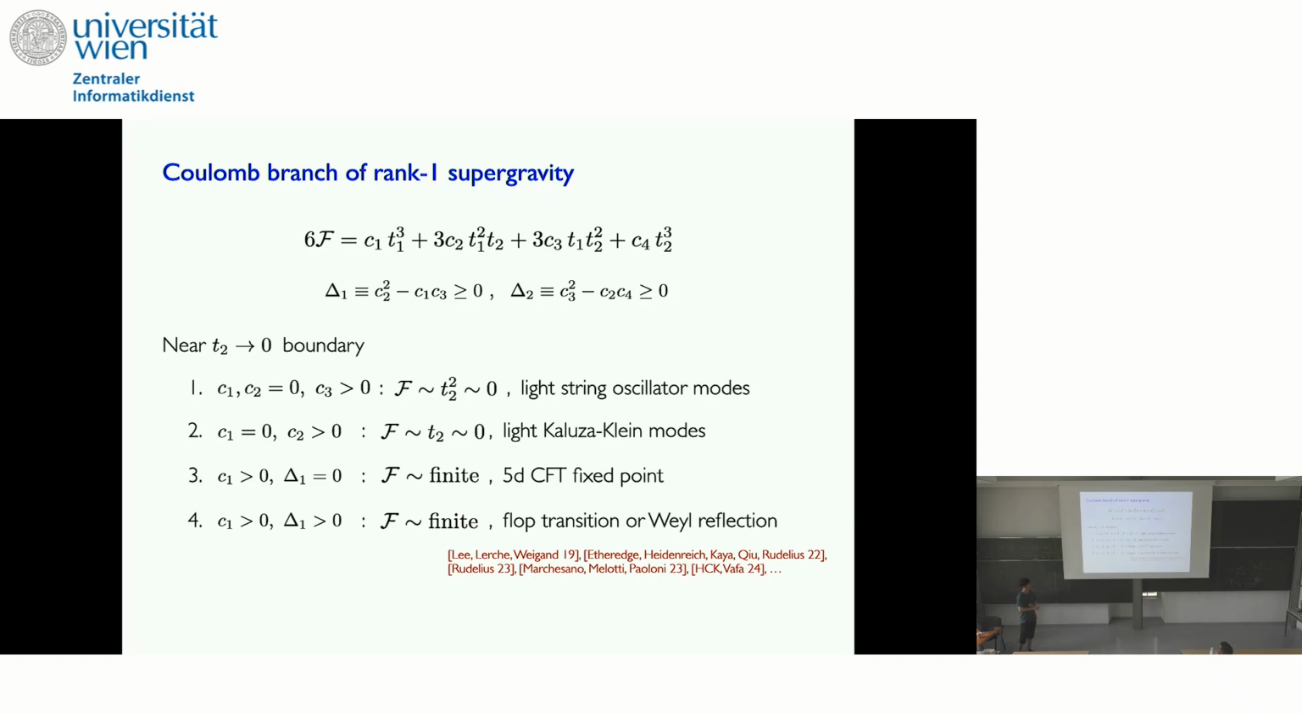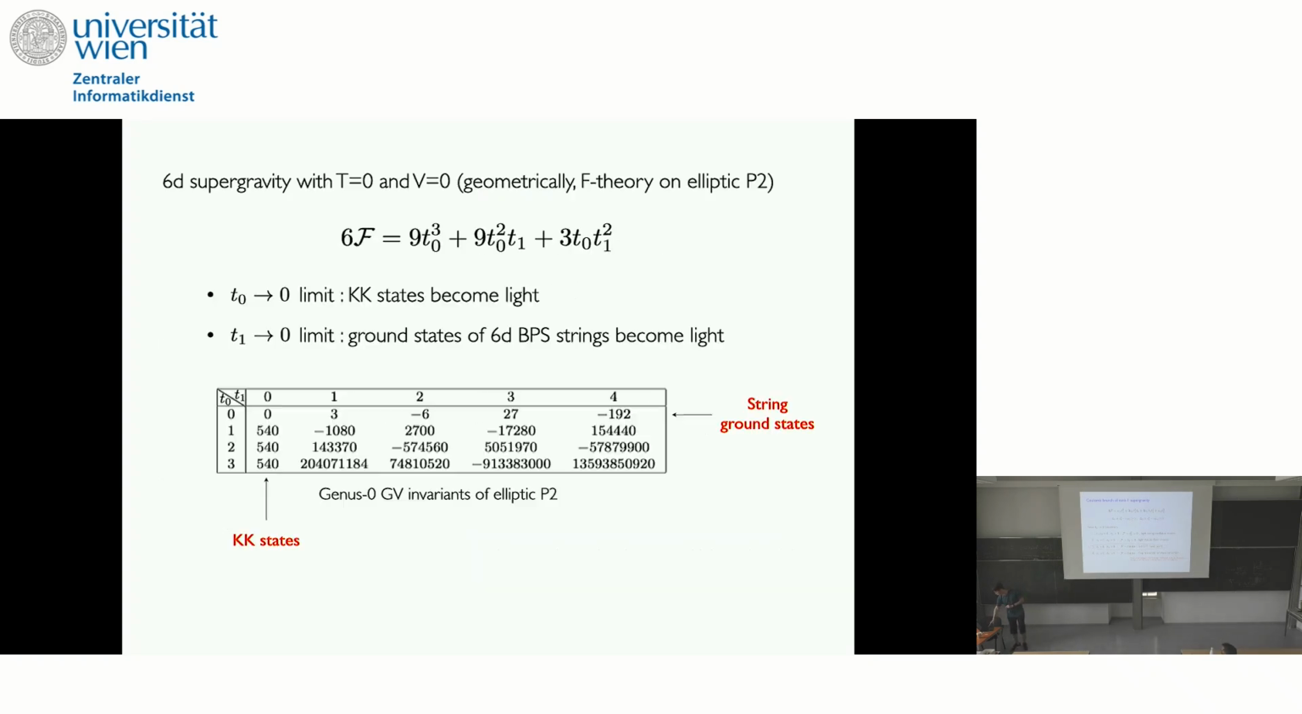And in the last case, we have a finite depth. Again, it signals that it is located at finite distance in the moduli space. And in this case, we have either a flop transition or a Weyl reflection or both. Okay? So by knowing the coefficients, you can actually extract much information about the boundaries of the Coulomb branch. And in particular, we will use this third type of boundary on the Coulomb branch to exclude some of the interesting 6D supergravity theories. So let's come back to 6 dimensions.